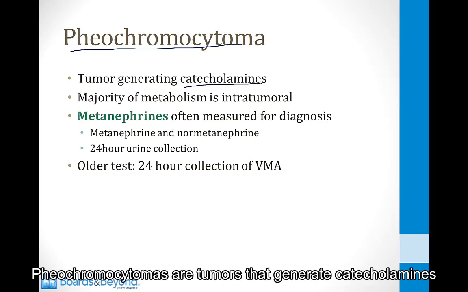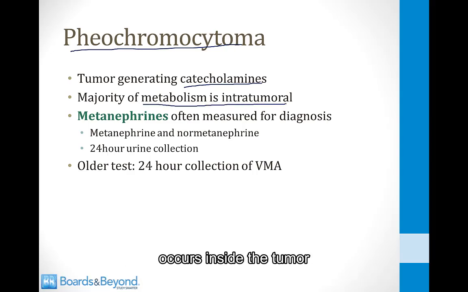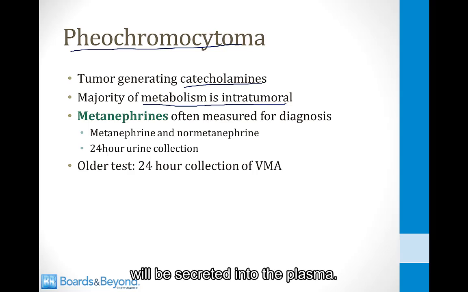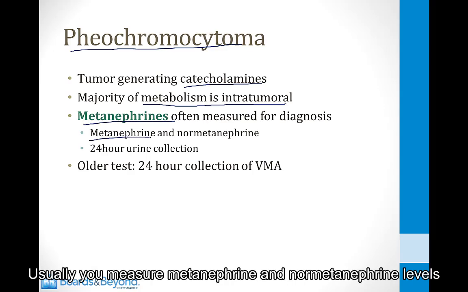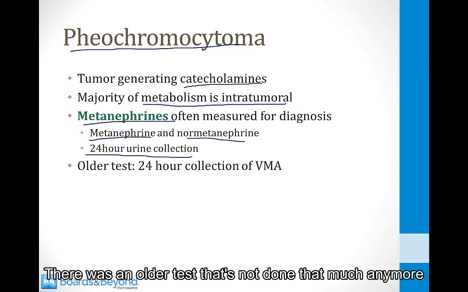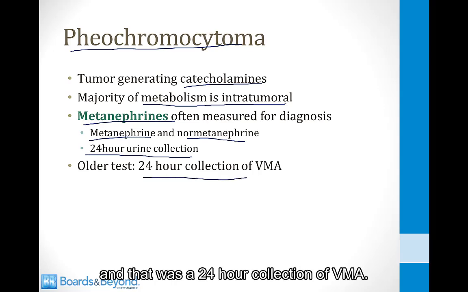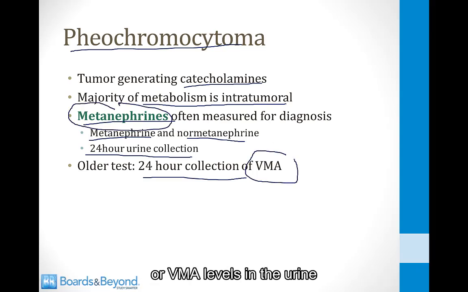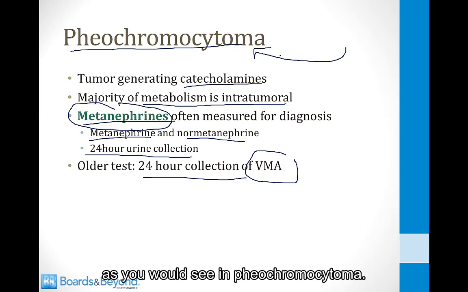There's an important clinical correlation of these pathways, and that involves pheochromocytoma. Pheochromocytomas are tumors that generate catecholamines, and the majority of the metabolism of the catecholamines occurs inside the tumor. Therefore, lots of metabolites of catecholamines will be secreted into the plasma. And metanephrines are often measured for diagnosis. Usually you measure metanephrine and normetanephrine levels via a 24-hour urine collection. There was an older test that's not done that much anymore because it's less sensitive, and that was a 24-hour collection of VMA. And after the last two slides, you can now understand why measuring metanephrine levels or VMA levels in the urine will help you diagnose high levels of catecholamine turnover, as you would see in pheochromocytoma.